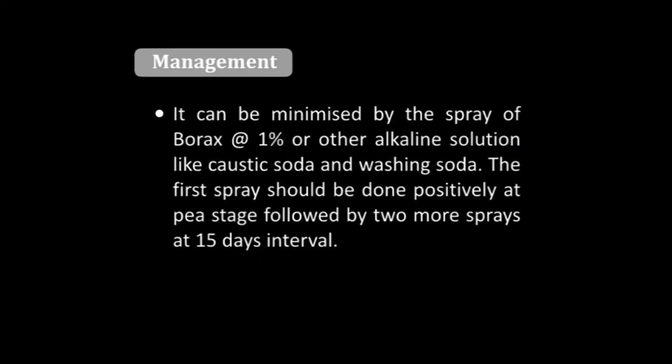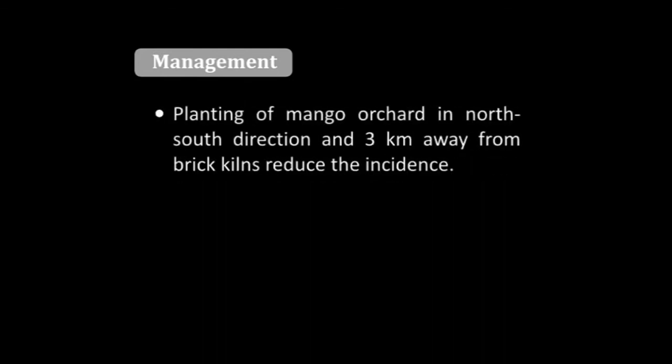It can be minimized by the spray of borax at the rate of 1% or other alkaline solutions like caustic soda and washing soda. The first spray should be done positively at the pea stage, followed by 2 more sprays at 15 days interval. Planting of mango orchard in north-south direction and 3 km away from brick kilns reduces the incidence. So this is all about the mango diseases and disorders.